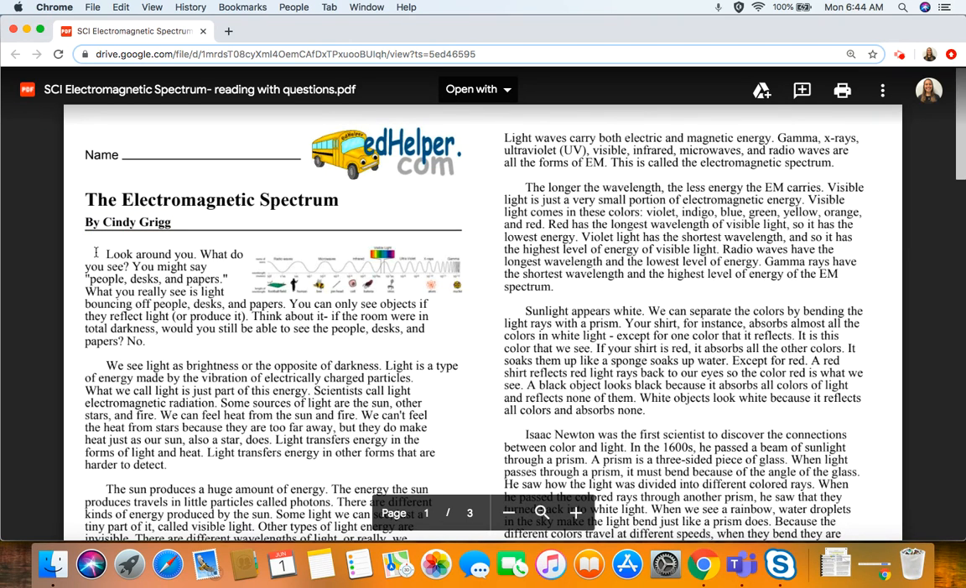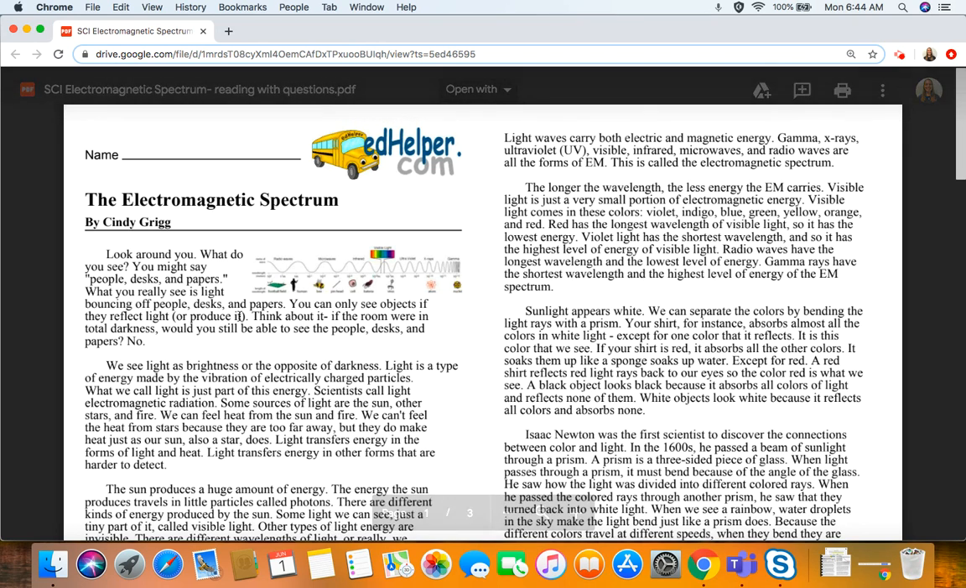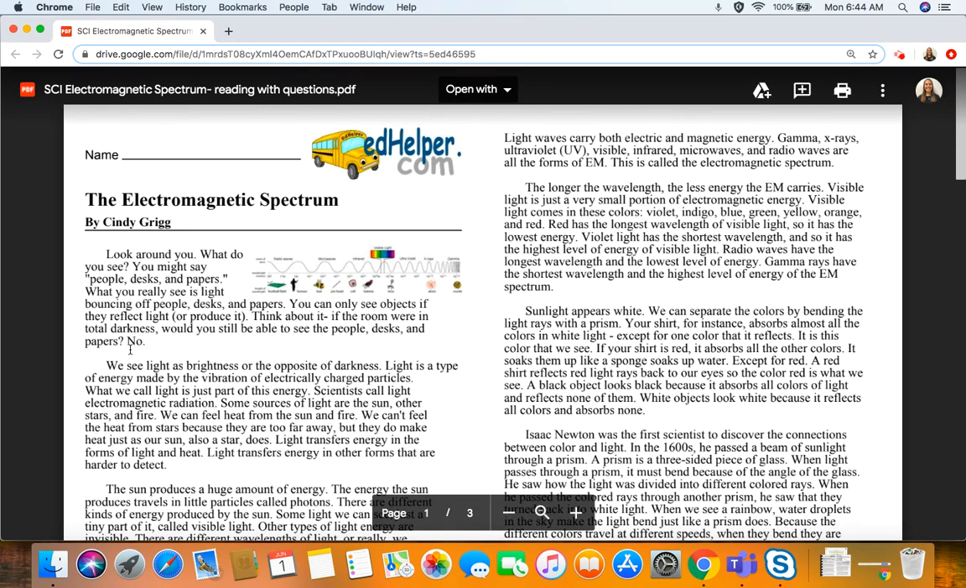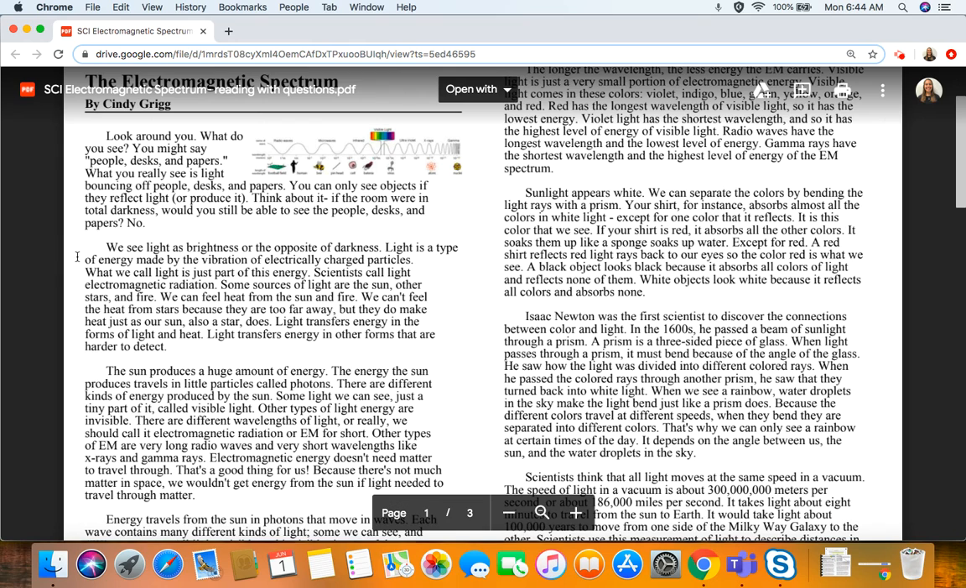So it says, look around you. What do you see? You might say people, desks, and papers. Well, probably not since you're at home. But next sentence. What you really see is light bouncing off people, desks, and paper. You can only see objects if they reflect light or produce it. Think about it. If the room were in total darkness, would you still be able to see the people, desks, and papers? No.